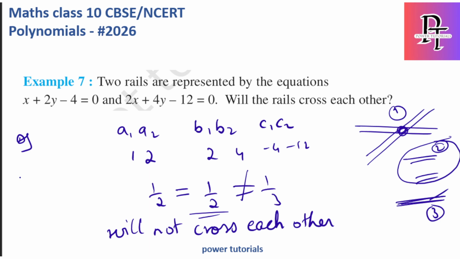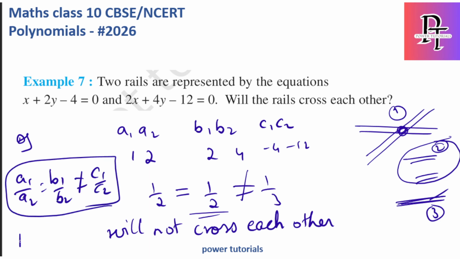Okay, so we have to mention a1 by a2 is equal to b1 by b2 but not equal to c1 by c2. This is the condition for parallel lines.